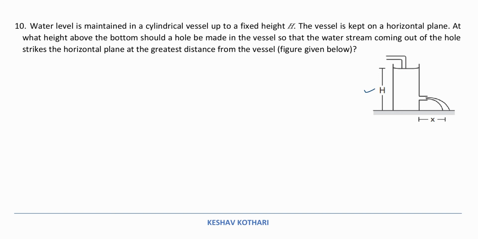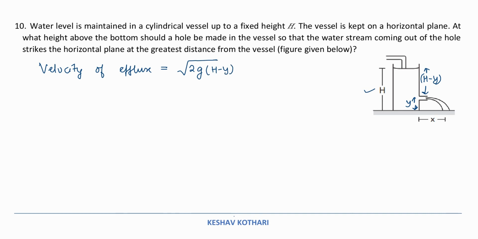So over here what I suggest is let this particular height be equal to y from the ground or from the base, and hence I can say that this particular height from the top of the surface is equal to h minus y. So over here we can write the velocity of efflux, that is equal to root 2 gh. So root 2 g, and the height which we take is equal to h minus y.